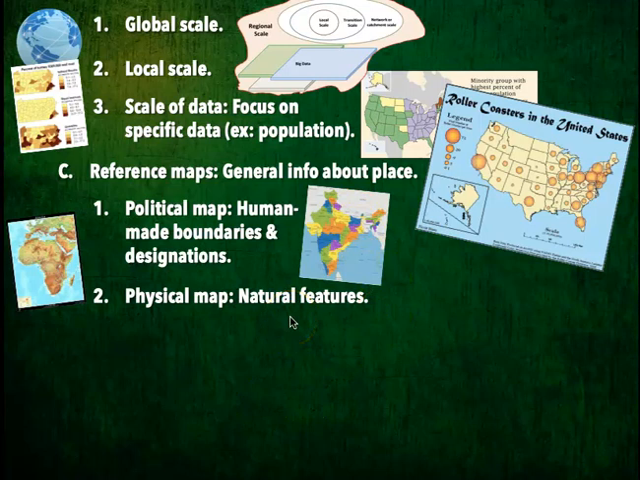Physical maps, those are the ones like you see the map of Africa over there. It's a lot of browns, a lot of greens, and we've got the blue water out there, because you're right.